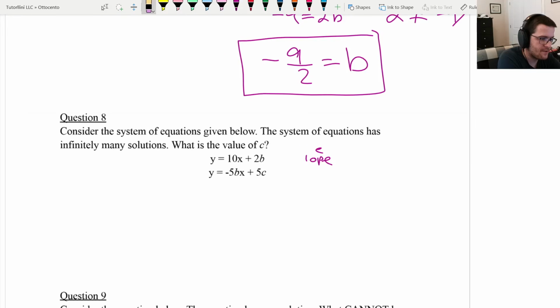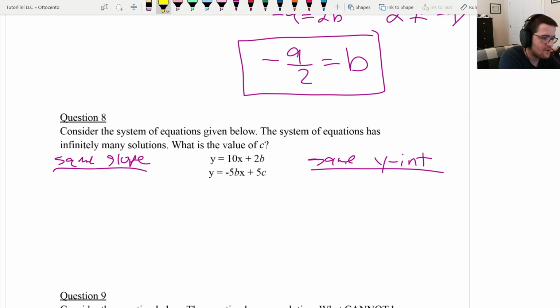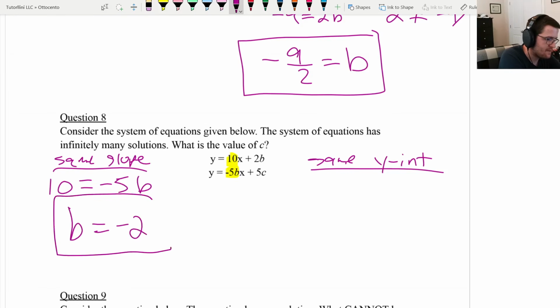Why don't I do that over here? So same slope and same y-intercept. Okay, so the slope is 10 and -5b. So 10 equals -5b. I divide both sides by -5, and I get b equals -2. That's important. Why don't we put a box around that?